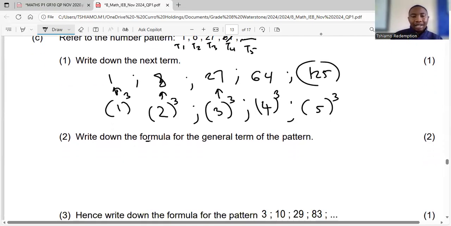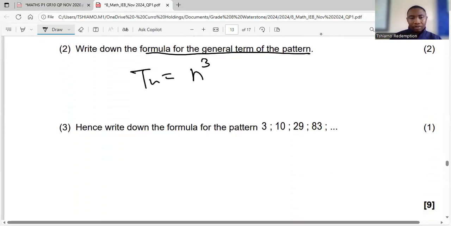Then the question says, write down the general term. What is the general term? The cubing stays the same. What changes is the term number. So the term number will be n cubed. Okay, moving along.